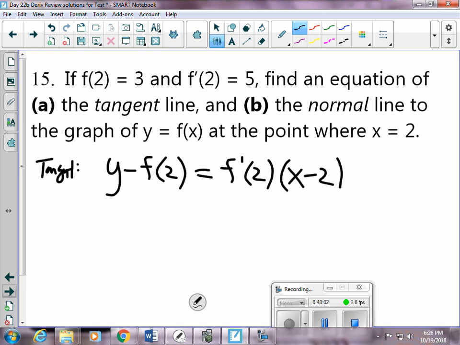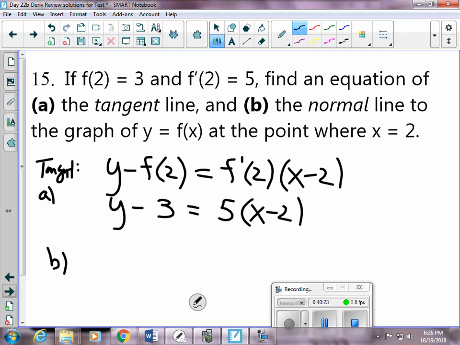Normally, you have to work to get that f prime of 2. You usually have to get the derivative, plug in 2. But here they gave you the number. So it's y minus f of 2, which is 3, equals f prime of 2, which is 5, times x minus 2. That's it. For part B, so that was part A.